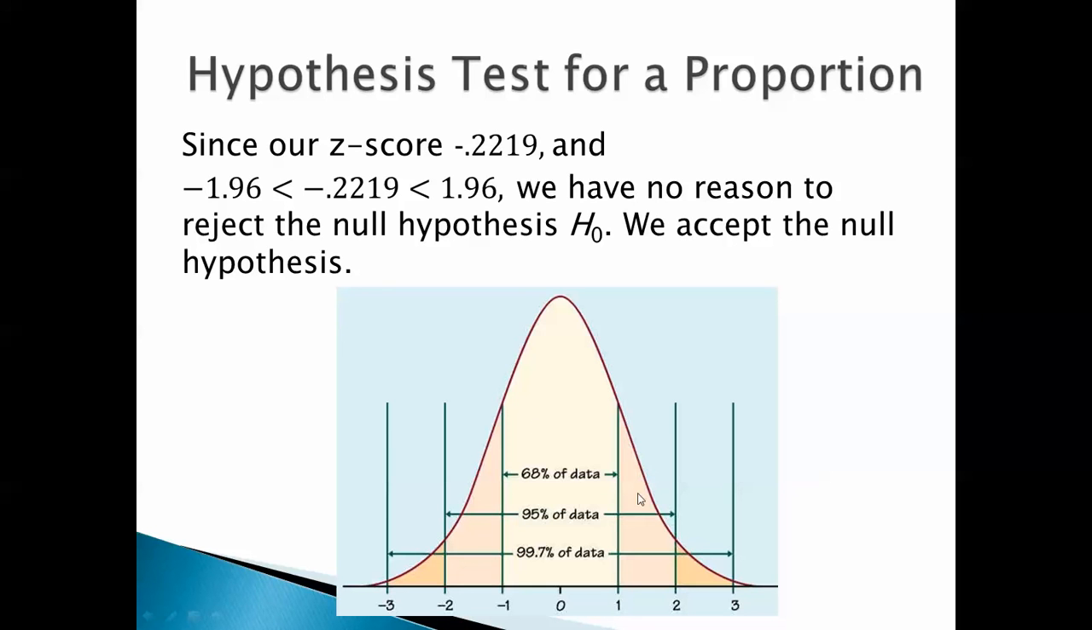Since our z-score is negative 0.2219, and negative 1.96 is less than negative 0.2219 is less than 1.96. In other words, negative 0.2219 is in this zone. It's between negative 1.96 and 1.96. Since it's in that zone, we have no reason to reject the null hypothesis H sub 0. We accept the null hypothesis.